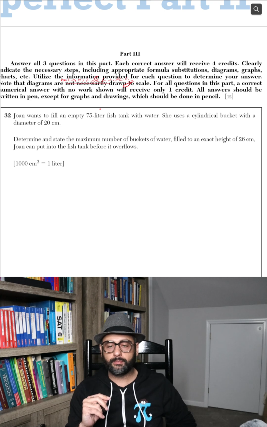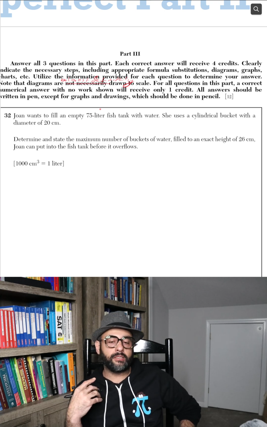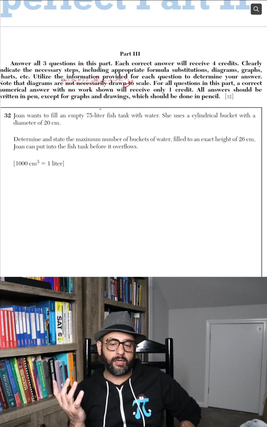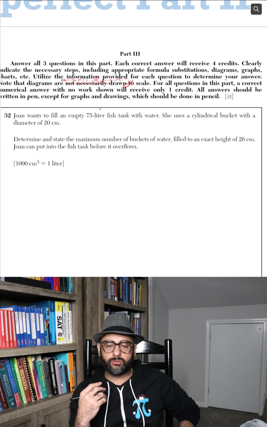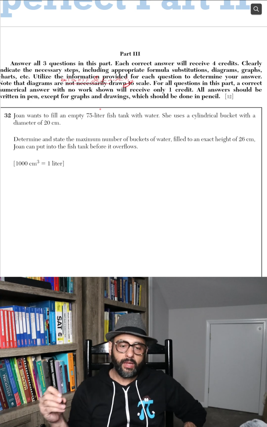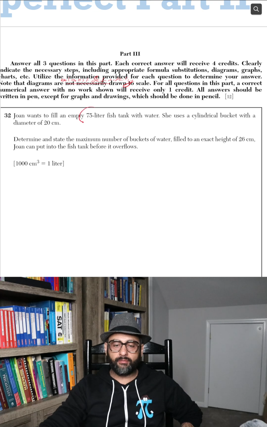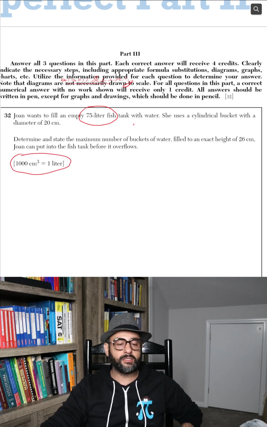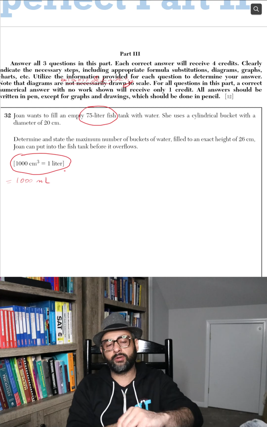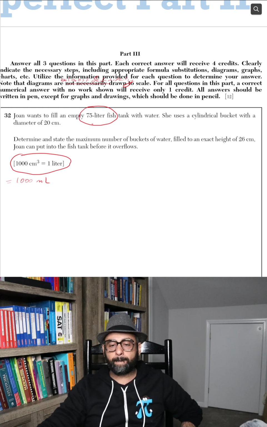Okay, so it looks like we need the volume of the fish tank, and then we need the volume of the bucket. They actually told us the volume of the fish tank. And they told us the scale between centimeter cubed and liters. 1,000 centimeter cubed is 1,000 milliliters, which is 1 liter. But we don't need the 1,000 milliliters. I'm just stating that for the nerds. So we know the volume of the fish tank.